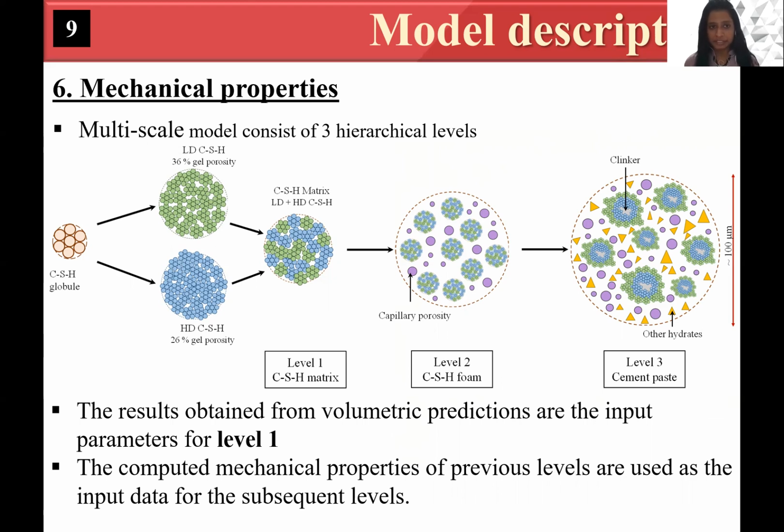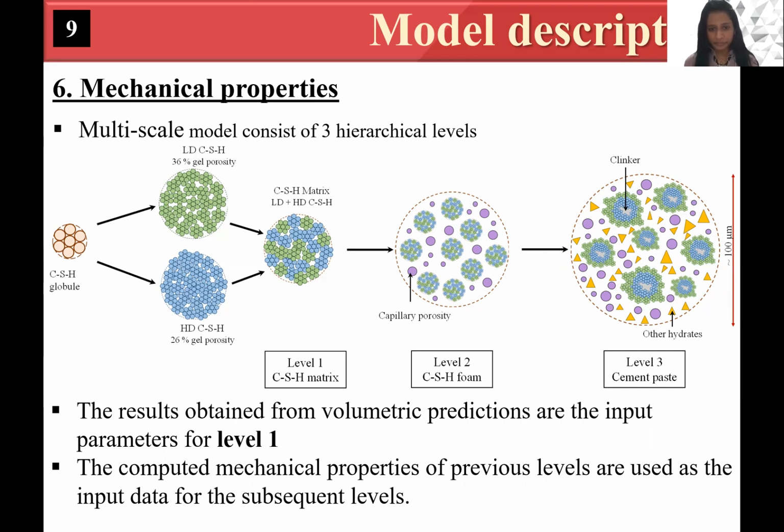Here, we have used the multiscale model, which consists of three hierarchical levels from CSH matrix to cement paste. In level 1, we have considered the CSH matrix. Here, it should be noted that in this stage, we have considered the CSH matrix with two different densities. In the second stage, we have considered the CSH matrix with capillary porosity in level 2. The next level is cement paste, which consists of clinker minerals, hydration products, CSH matrix, and capillary porosity.